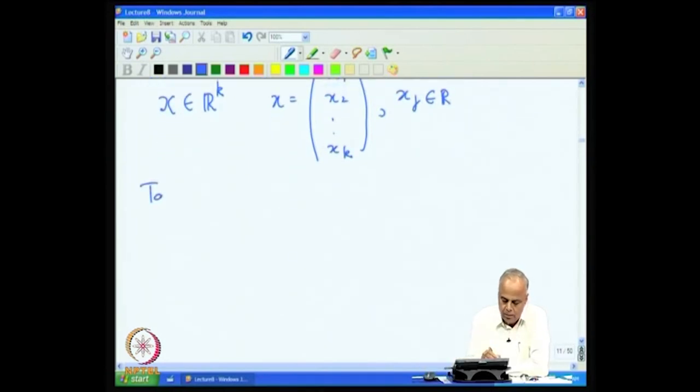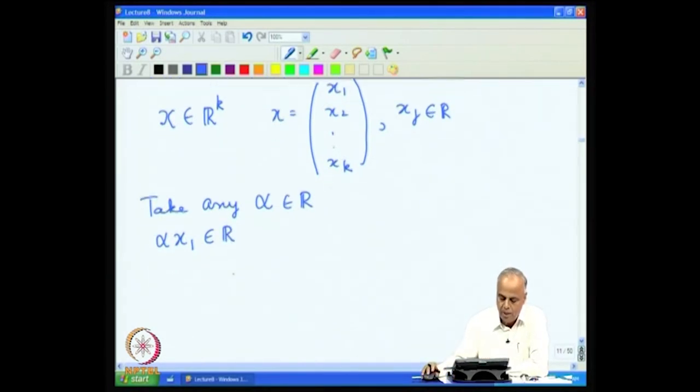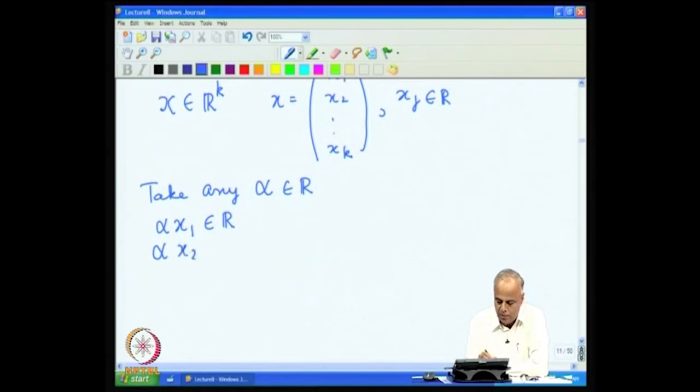Now, take any real number alpha. We have x1 is a real number, alpha is a real number, and therefore alpha x1, the product of the real number alpha and the real number x1, is well defined, and that is also a real number. Similarly, the product of alpha and the real number x2 is well defined, and that is a real number, and so on, and alpha xk is a real number. Therefore, starting with these real numbers x1, x2, ..., xk, multiplying each one of them by the real number alpha, we got k new real numbers alpha x1, alpha x2 and alpha xk.